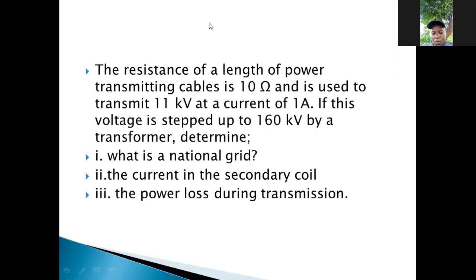We have an example here, which you can look at. The first question is asking, what is a national grid? You know that a grid is an interconnection of different power generators, may they be wind, solar, electrical. Once they are connected into a common grid for the purposes of being transferred to the rest of the country, then we call that a national grid. Then you're also asked to calculate the current in the secondary coil and the power loss during transmission.